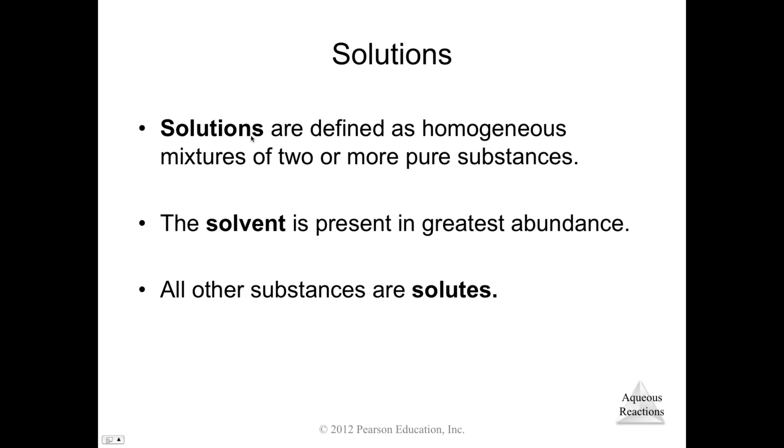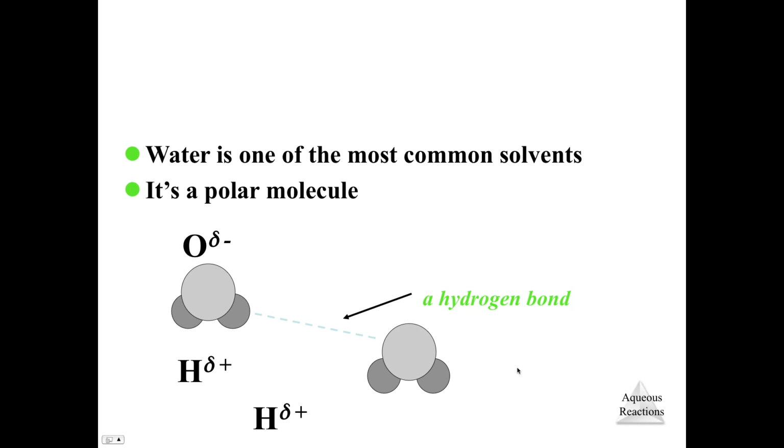Remember, a solution is a homogeneous mixture of two or more pure substances, which means that they're uniformly distributed. So when you look at a solution, you can't necessarily tell that you have two different substances mixed together. The solvent is the substance that's present in the larger amount or in greater abundance, and the solute or solutes, if there's more than one, are the substances dissolved into the solvent and usually present in smaller amounts.